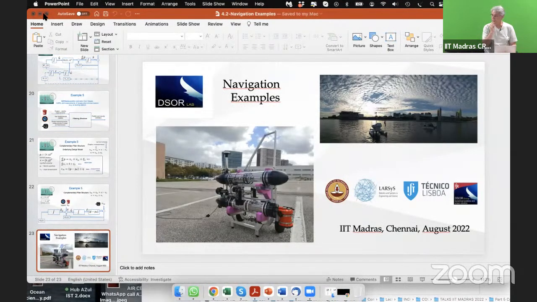Measure one variable, say position. So I need two sensors, one for position and one for velocity. They complement each other.